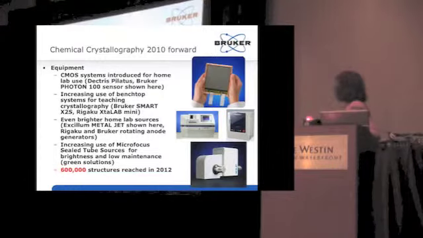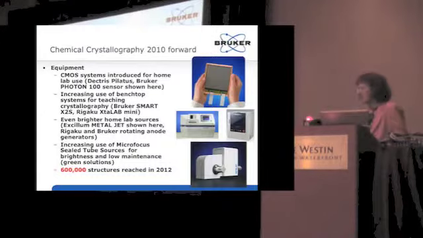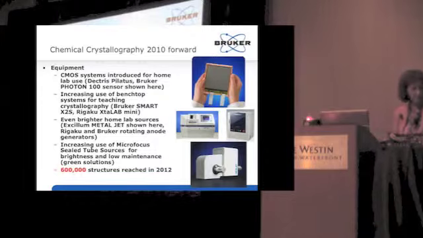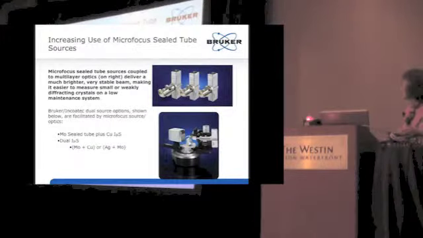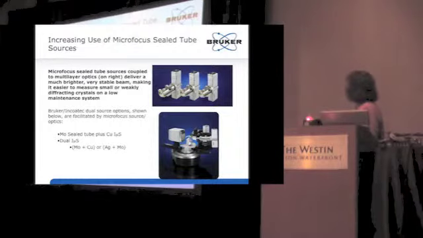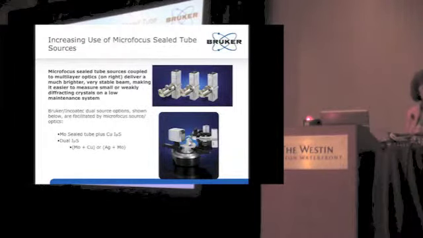Even brighter home lab sources, the rotating anode generators and this new liquid gallium metal jet that you can see in the exhibition, and wide use of the microfocus sealed tube sources. And the notable 600,000 structures reached this year in the database. It's a little bit what the microfocus sources look like. Simple sealed tubes, whopping great multi-layer optics coupled in close to deliver a very bright beam on a really low maintenance system. So that makes it interesting.